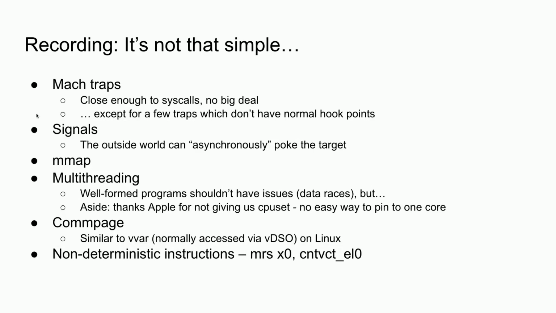There's also the COMM page, which, if you're familiar with the VDSO or VVAR on Linux, is sort of the same thing. It's a special page that the kernel maps in that you can just directly read out of, again, for things like get time and similar. And then again, we have these non-deterministic instructions. This MRS is reading from a counter, right? So this is a hardware intrinsic. There's a CPU ID-ish equivalent too.